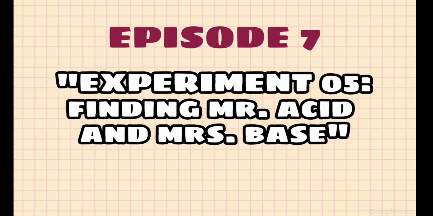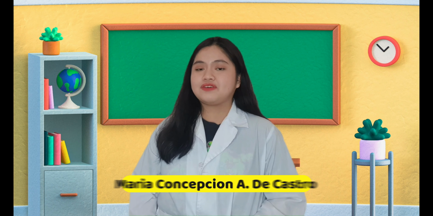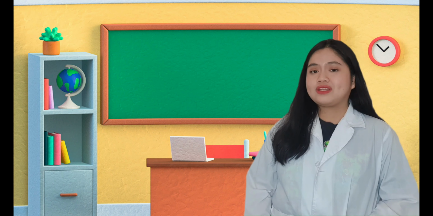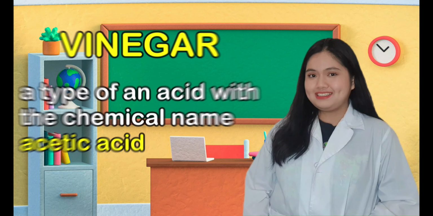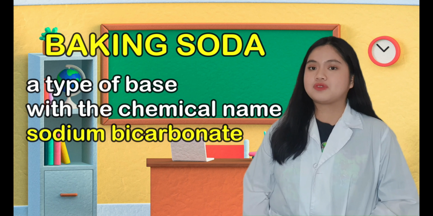Episode 7 entitled Experiment 5, Finding Mr. Acid and Mrs. Base. For today's episode, I would like to ask if you know what vinegar and baking soda are. Do you know that vinegar is a type of acid with the chemical name acetic acid? And baking soda is a type of base with the chemical name sodium bicarbonate? These two things are commonly found in homes and are common materials for a simple chemical reaction.